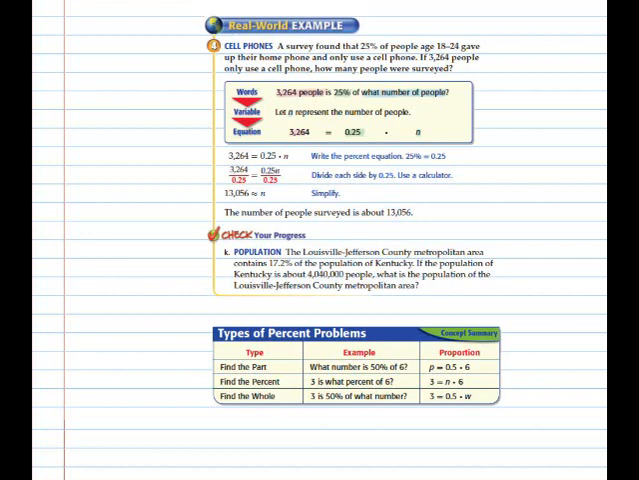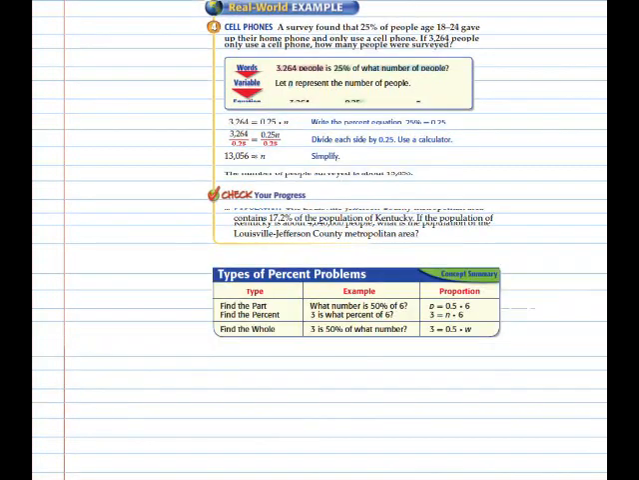The survey found that 25% of people ages 18 to 24 gave up their home phone and only use a cell phone. If 3,264 people only use a cell phone, how many people were surveyed? So we know the part, we're looking for the whole. 3,264 equals 25% of the whole, which we don't know. We change 25% to a decimal, 0.25. We divide each side of the equation by 0.25 using a calculator, and we get approximately 13,056 people in our survey.